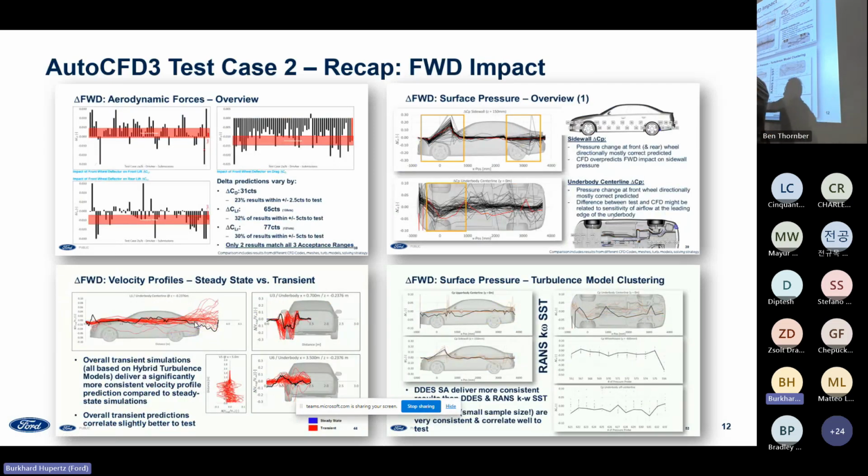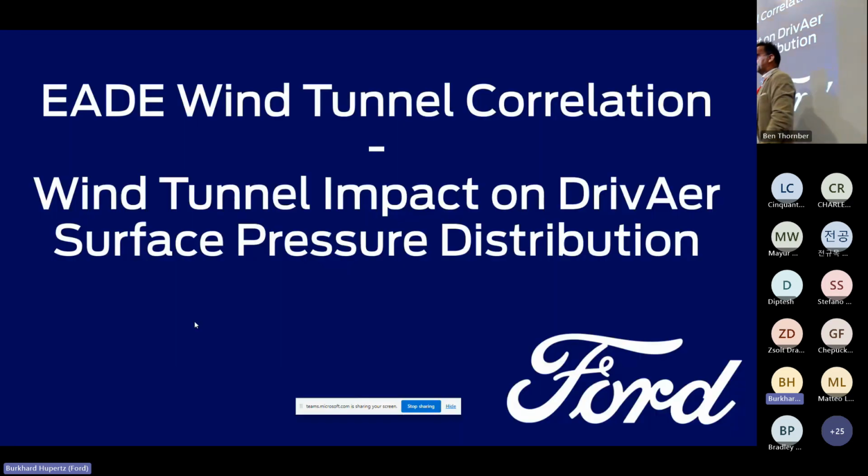Okay, so we see there are systematic differences between steady state and transient. We see the steady state, the blue ones, are far more spread out. These are all delta plots. So the red seems to be more consistent, closer to test. And the same here, we see a comparison between different DDES methods. One is Spalart-Allmaras, the other one is K-omega SST. K-omega SST showed a bigger spread than what we have seen with Spalart-Allmaras. Okay, that was a quick recap.